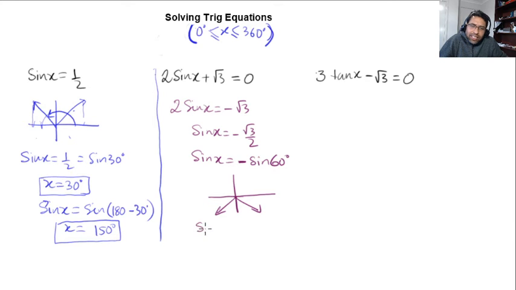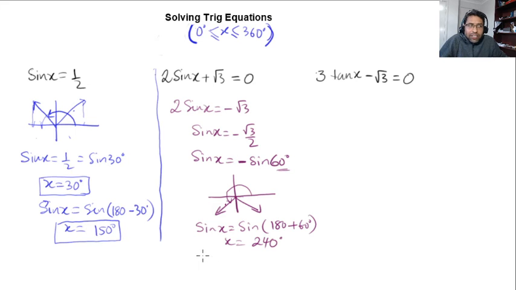You can just say that sine x equals sine of 180 plus 60 degrees, because we had 60 degrees, we know that basic angle. So 180 plus 60 is what we use. All right, and then we can write down straight away x equals 180 plus 60, which is 240 degrees.